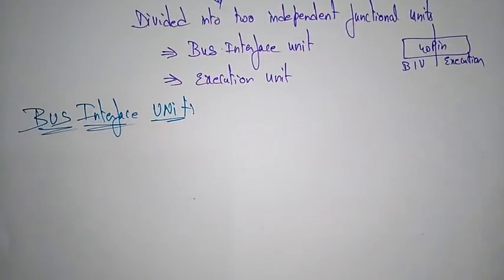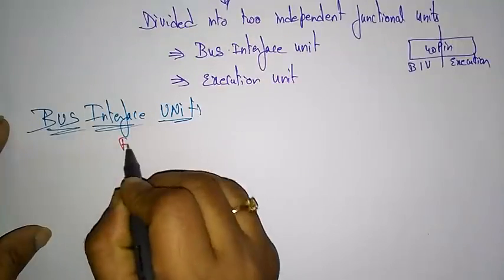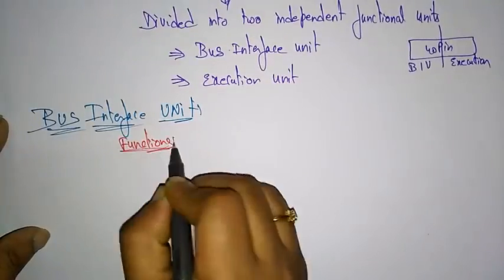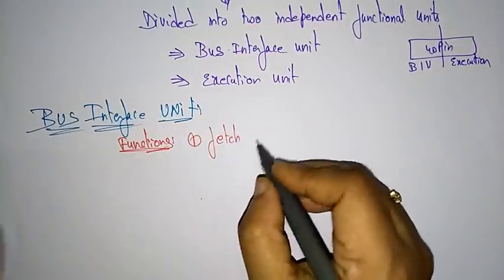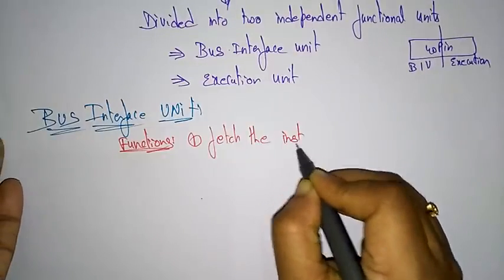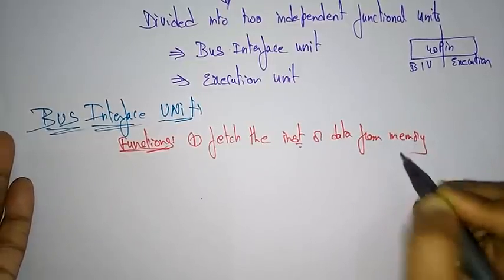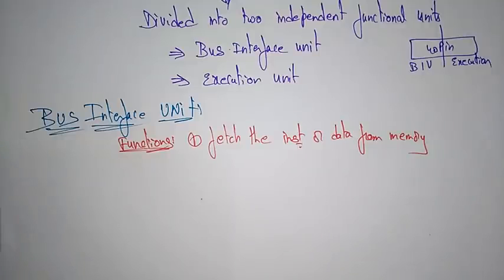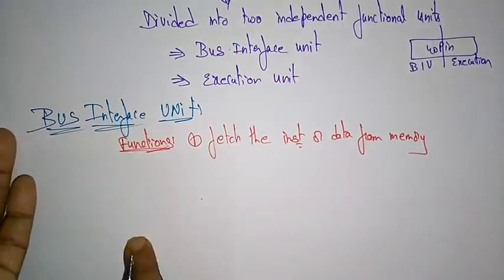What is the use of the bus interface unit? What are the functions that this bus interface unit has? Let us see the functions. So first, the bus interface unit fetches the instructions, meaning taking the instructions, or data from memory. The processor wants to execute something, so it has to fetch the data, which the user is sending. The user is asking some queries, so the processor has to execute that. To execute that information, the processor needs to fetch the instruction or data from memory through this bus interface unit.